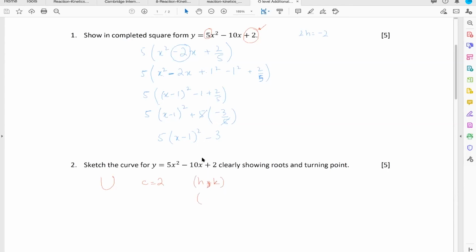So over here, we know that this is h and this is k. So h is 1 and k is -3. So this is the turning point. So how do we do it? We sketch it. We place the intercept. We place the turning point (1, -3).